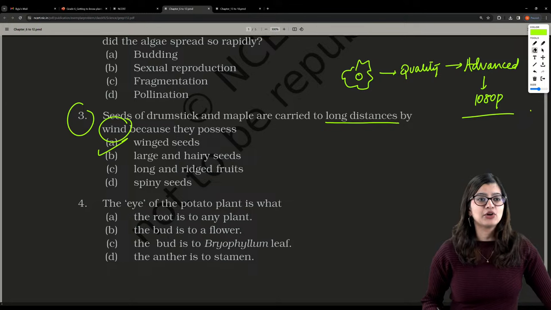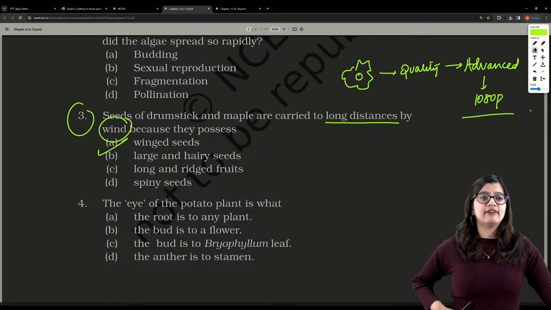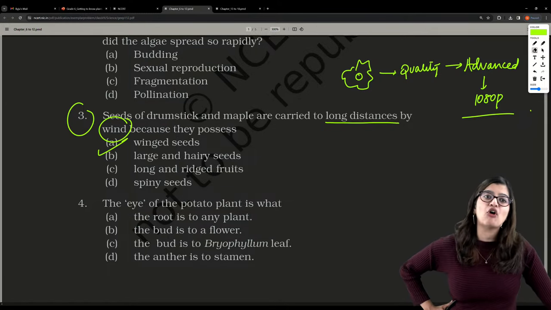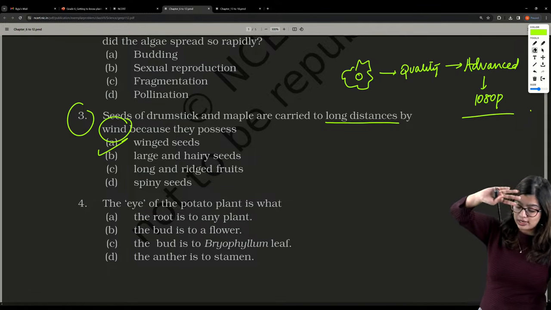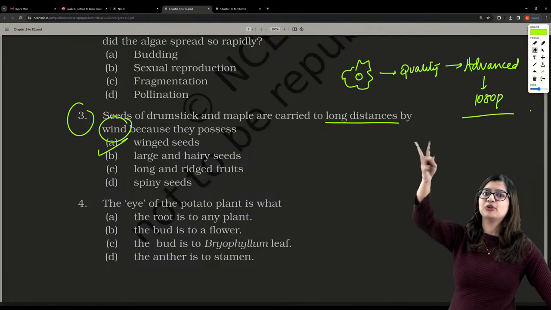Okay, very good, students, very good. Allogamy is a type of pollination where there is transfer of pollen from anther to stigma between two different flowers.